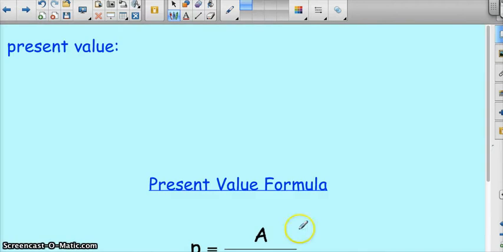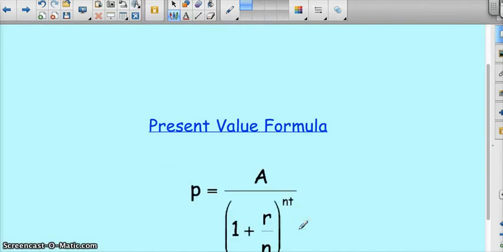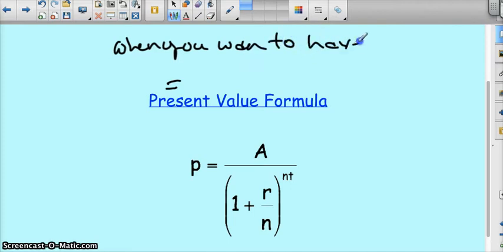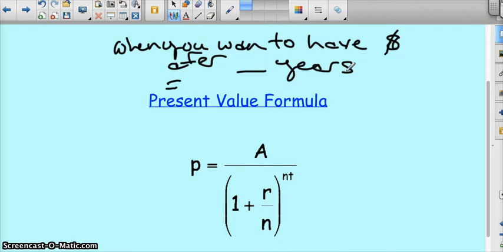All right, so we have our compound interest and our present value formula. And our present value formula is very similar to our compound interest formula with a little twist. So that you know, you use your present value formula when you want to have a certain amount of money after a certain number of years. What I'm saying to you in this case, you're going to actually know what the A is, the amount of money you want to have.